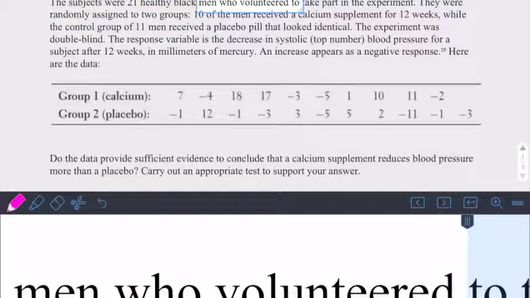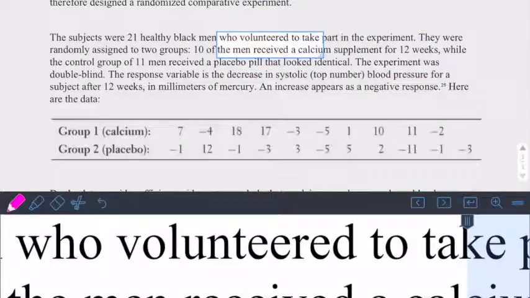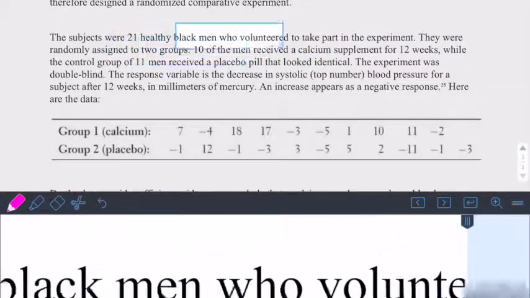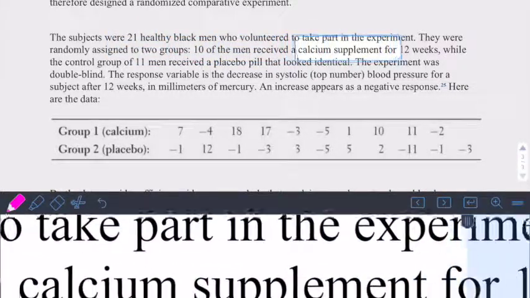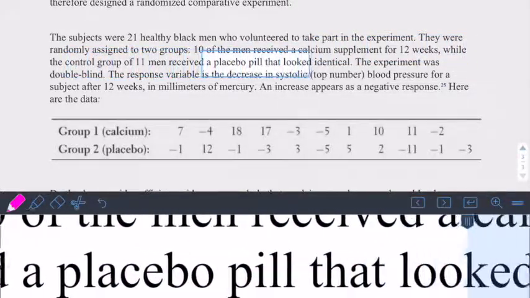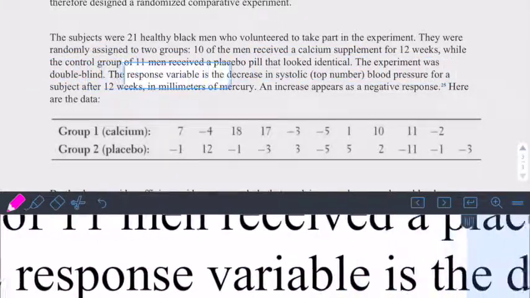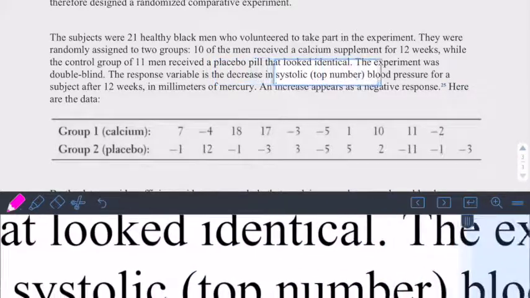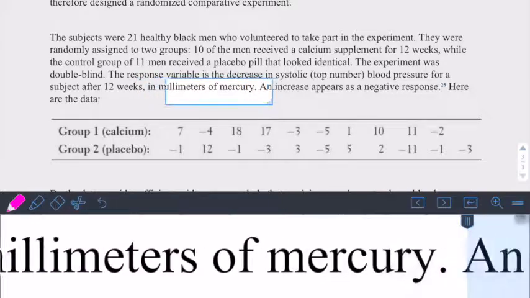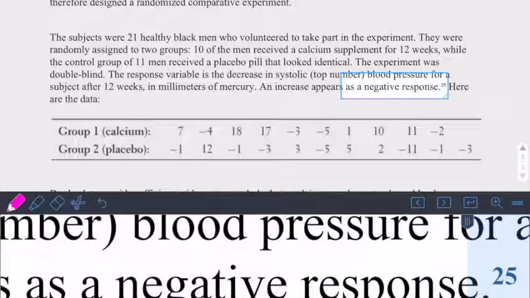Okay, remember we have volunteers. So we know from chapter 4 that we can establish cause and effect, but we will not be able to generalize our results to the entire population of all black men. 10 of the men received a calcium supplement for 12 weeks, while the control group of 11 men received a placebo pill that looked identical. The experiment was double blind. The response variable is the decrease in systolic blood pressure for a subject after 12 weeks in millimeters of mercury. An increase appears as a negative response.